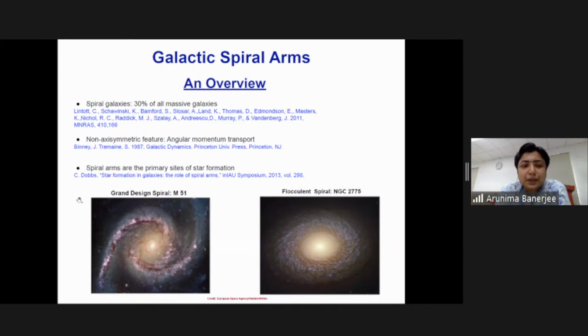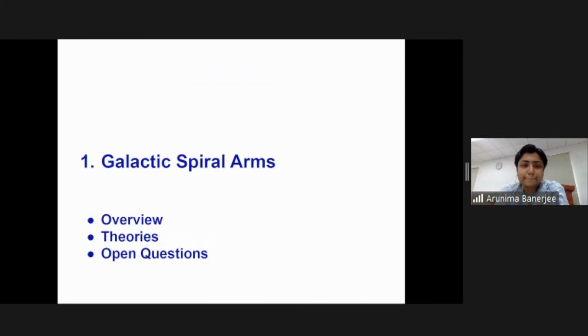Finally, why do these spiral arms look magnificent and brilliant? Because these are the primary sites of star formation in these galaxies. So last but not the least, they are the primary sites of star formation in the galaxies, and hence they are important, the spiral arms.